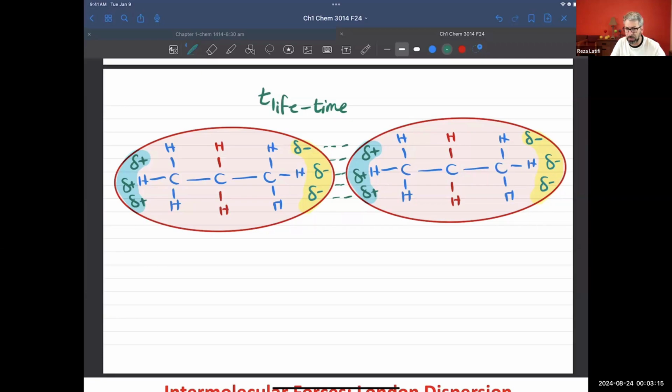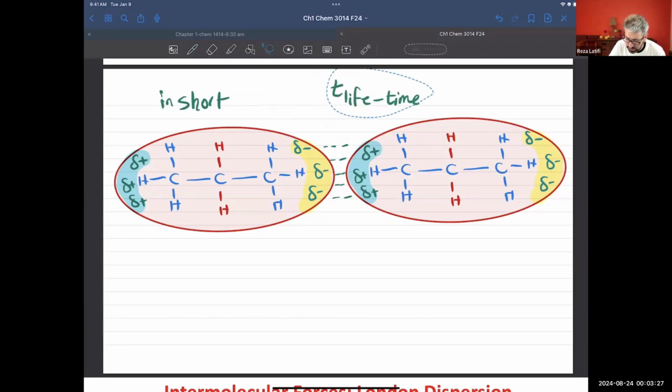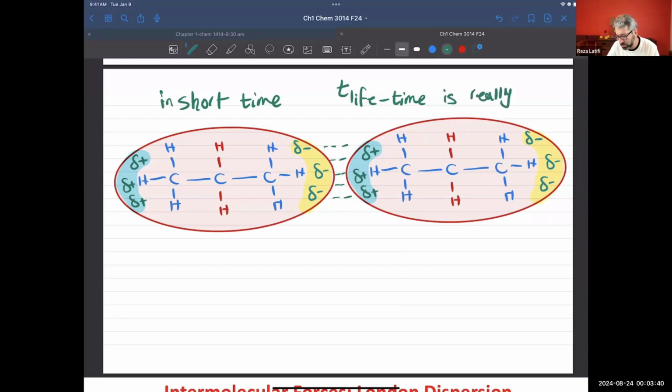Your molecule is non-polar, but in a short time I got positive and negative charges. So again, the lifetime is really short. Because it's really short, you can't have those positive and negative charges forever, and that means the dispersion force, the force that you get, will be weak.